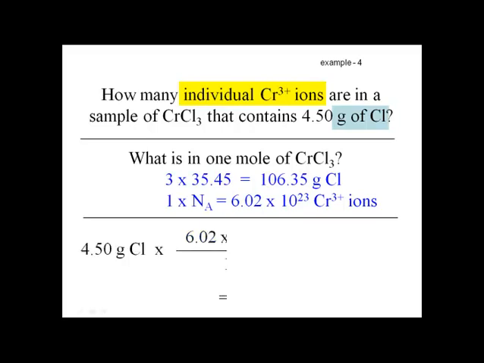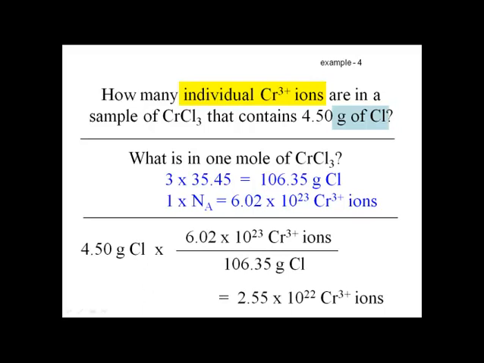To solve the problem, we start with the 4.50 grams of chlorine given and construct a conversion factor with grams of chlorine on the bottom and individual chromium ions on top. Calculation gives 2.55 times 10 to the 22nd chromium ions.